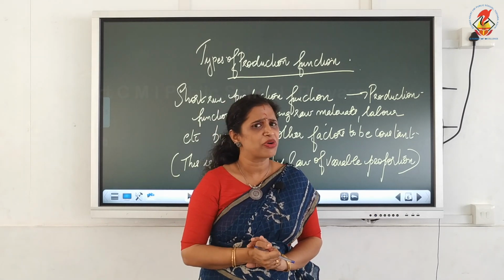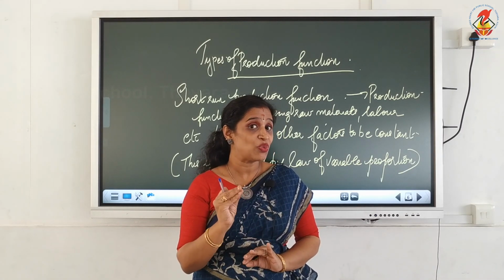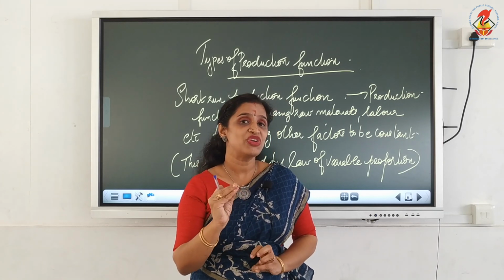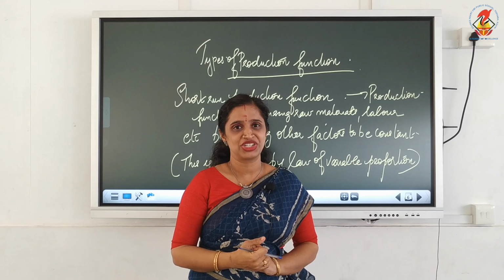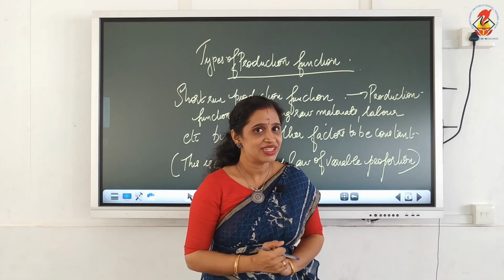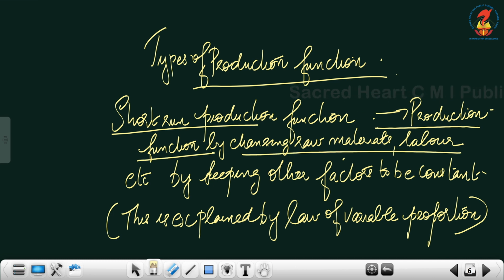What is a short run production function? You know that, isn't it? Only by changing the variable factors. If we are changing the production, we call it as short run production function. Now long run production function, all the variables, isn't it? Let us see. Short run production function can be defined as follows. The production function by changing the raw materials, labor, etc. by keeping other factors to be constant.